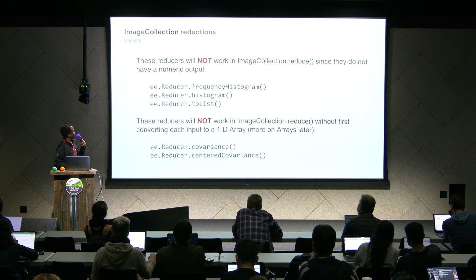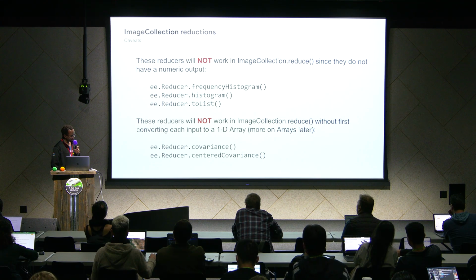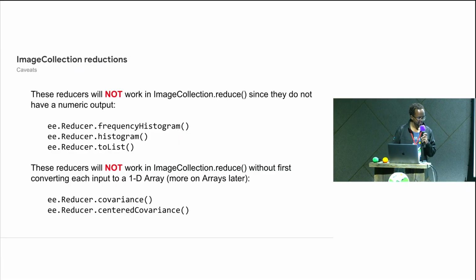All right, some caveats. For image collection reductions, these particular reducers will not work with the image collection reduce function since they do not have a numeric output. And so we have the frequency histogram and toList. And then these other reducers at the bottom will not work on an image collection reduce without first converting each input to a 1D array.